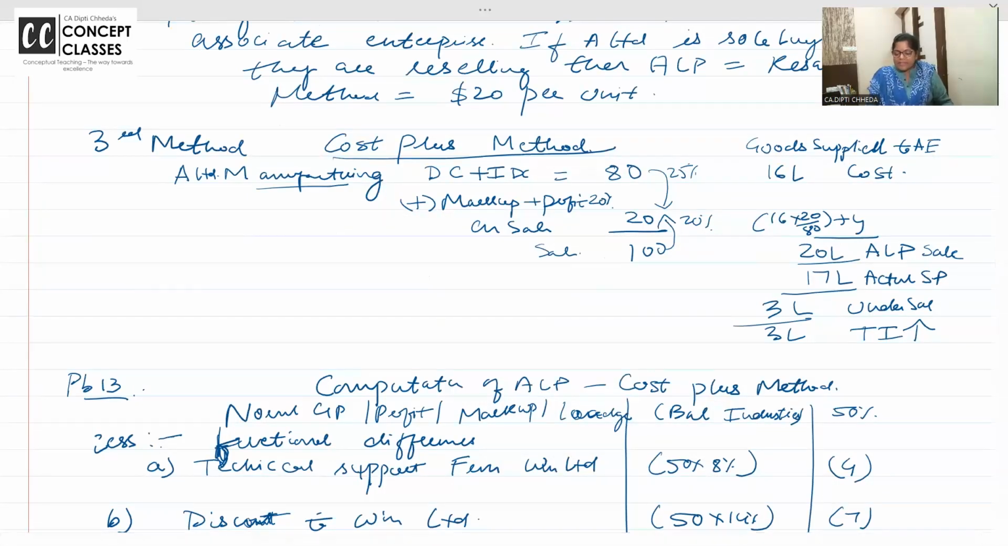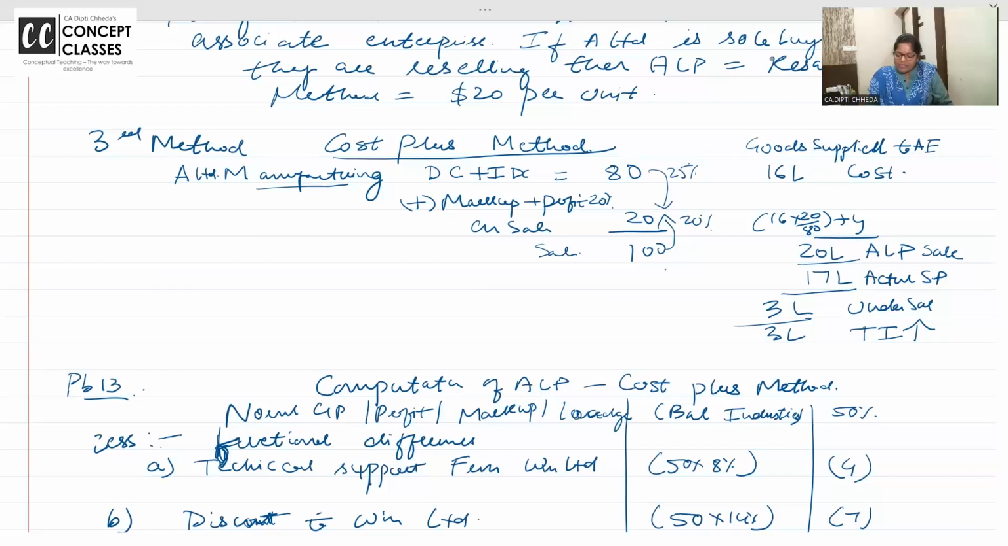Now, the third method is the cost plus method. When I am giving services to someone, I know what my cost is. Cost sheet, you all remember? Direct cost, indirect cost. Say my cost is 80, and my markup or loading or profit is 20% on sales or cost or whatever. So I should have quoted an arm's length price of 100.